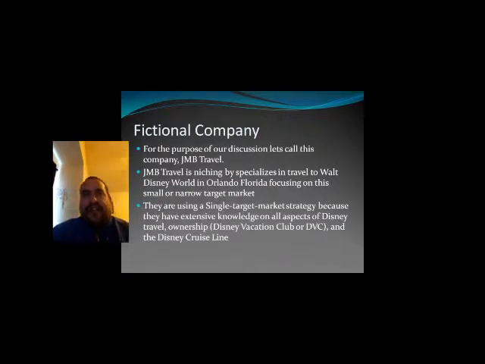For this project, I've chosen to create a fictional company, and the name of the company is JMB Travel. JMB Travel is niching by specializing in travel to Walt Disney World in Orlando, Florida, focusing on a small and narrow target market. They're using a single target market strategy because they have extensive knowledge on all aspects of Disney travel, including ownership through Disney Vacation Club, or DVC, and the Disney Cruise Line.